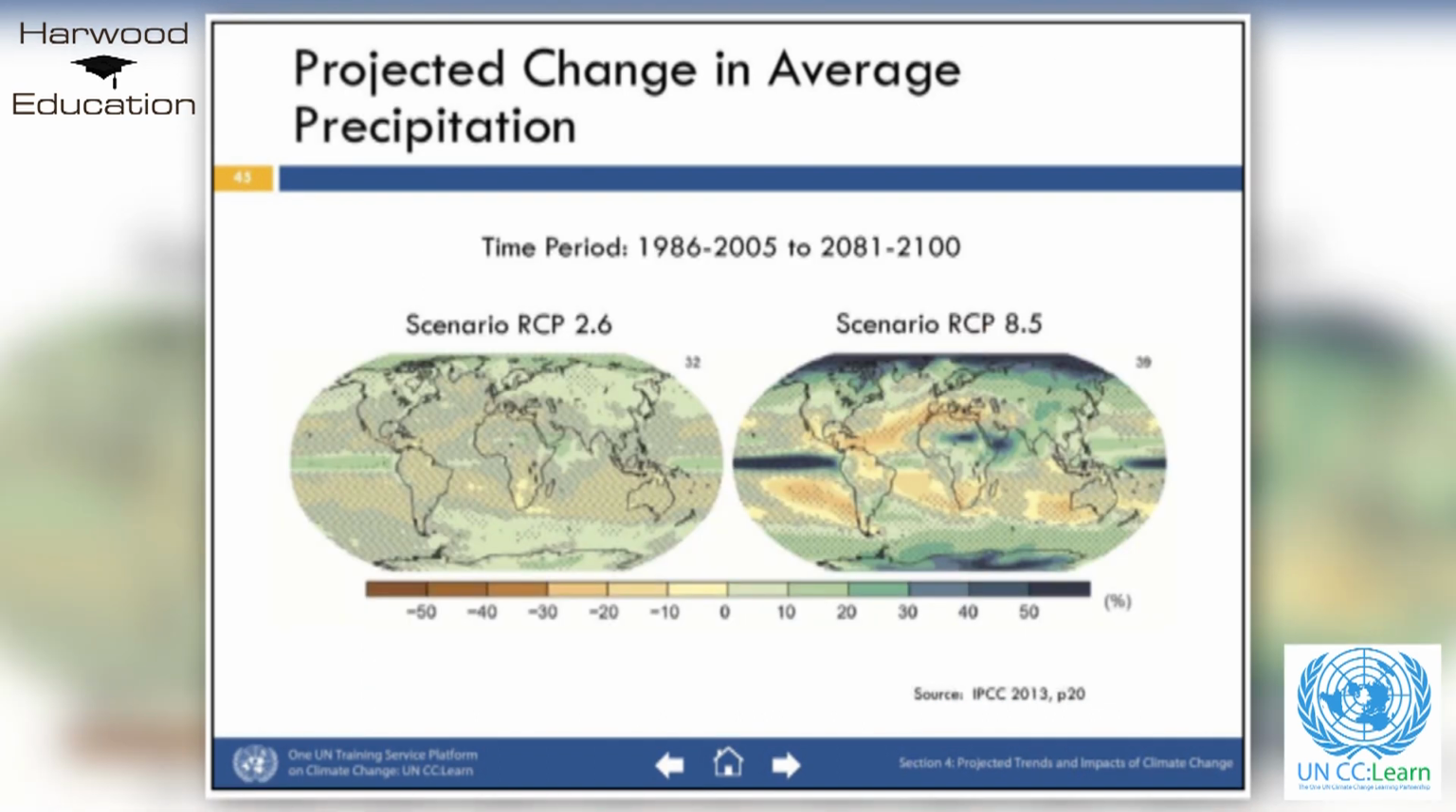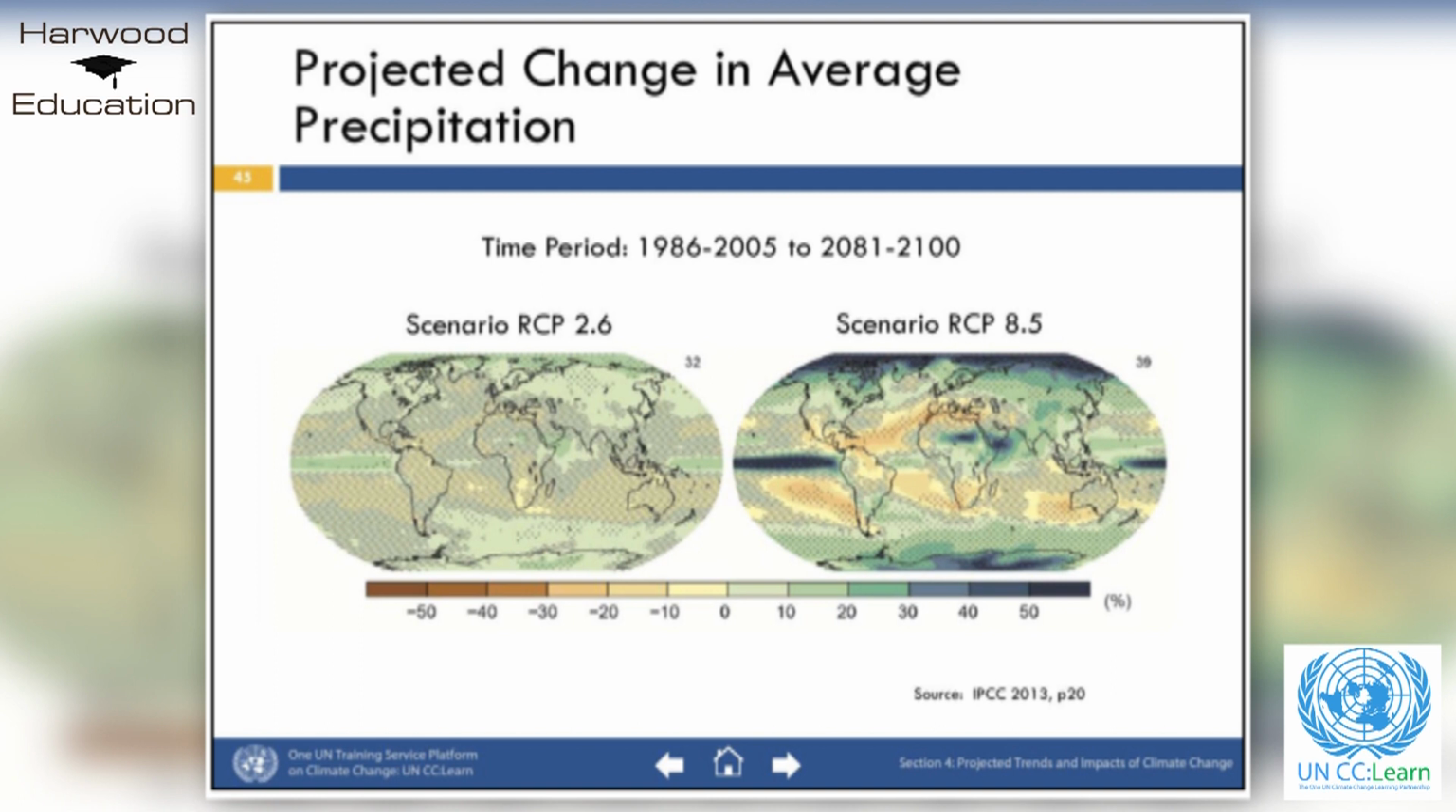Projected change in average precipitation. The IPCC projects that over the 21st century, the contrast in precipitation between wet and dry regions and between wet and dry seasons will increase. That means global warming increases risks of both drought and floods. Extreme precipitation events are particularly likely to become more intense and more frequent over most of the mid-latitude land masses and over wet tropical regions.